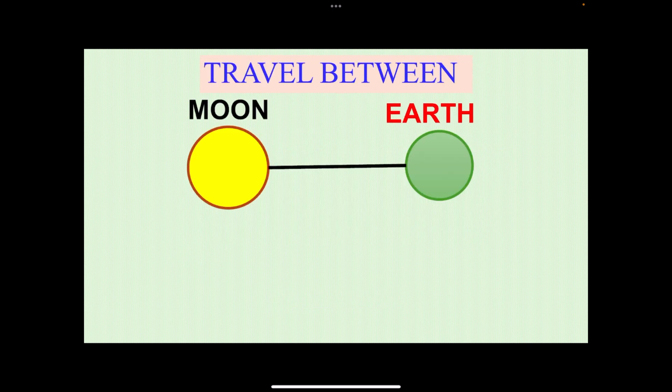Now in the next section, we're looking at how long it takes light to travel between the Earth and other planets. So the first object that we'll look at is the moon. So how long does it take light to cover the distance between the Earth and the moon?